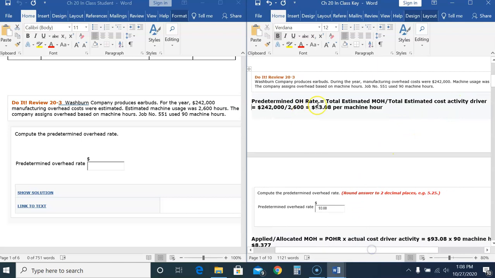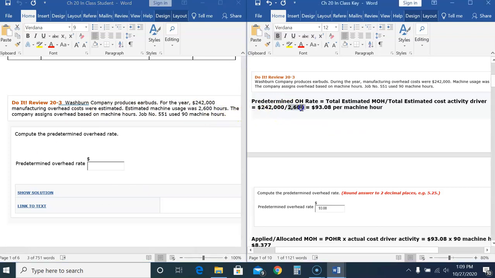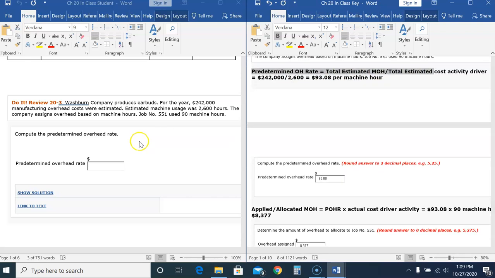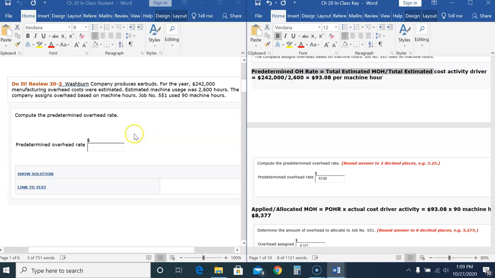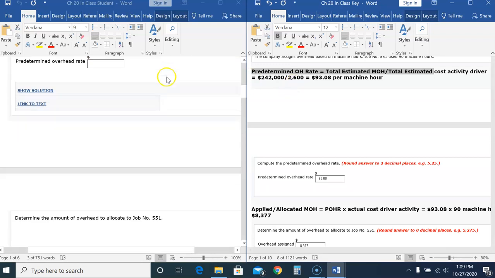When I divide my total estimated overhead cost, 242,000, by my total estimated cost driver activity, 2,600 hours, 242,000 divided by 2,600 gives me a predetermined overhead rate of $93.08 per machine hour. Okay. Notice that the overhead rate is calculated using estimates. Now let's take that a step further. We now have the predetermined overhead rate calculated.